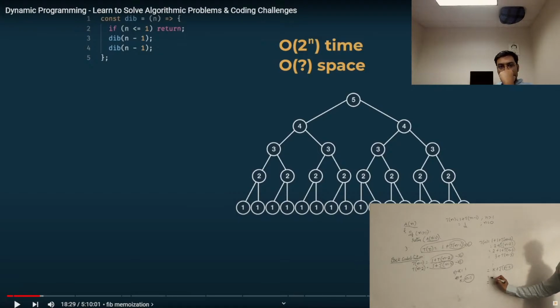So in place of k, I write n minus 1, plus t of n minus (n minus 1). Then what do we get? N minus 1 plus t of 1, and t of 1 we already know is 1. Therefore, it is n minus 1 plus 1, that equals n. Therefore, t of n equals n. You can even write it as order of n. This is the answer. This is called back substitution.